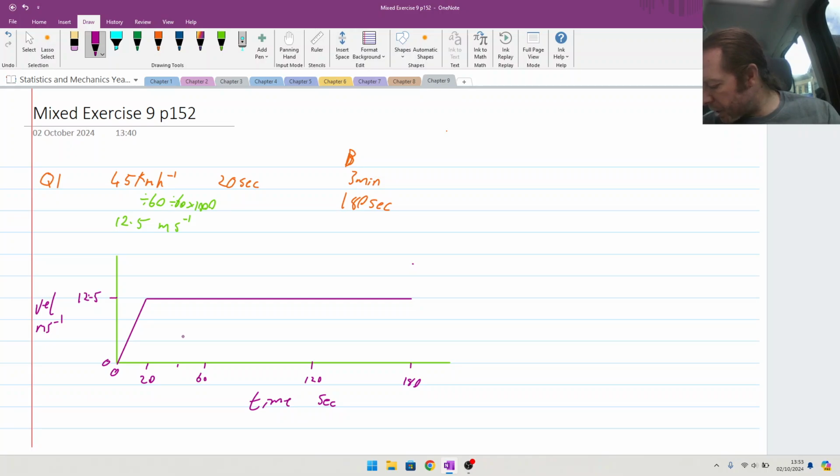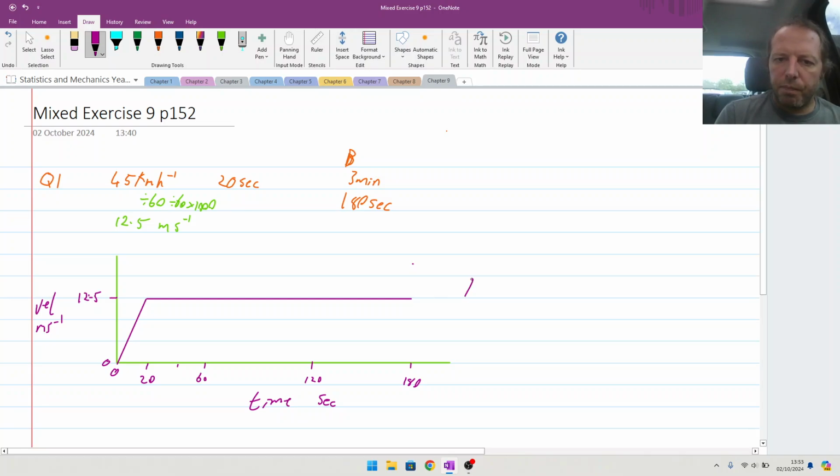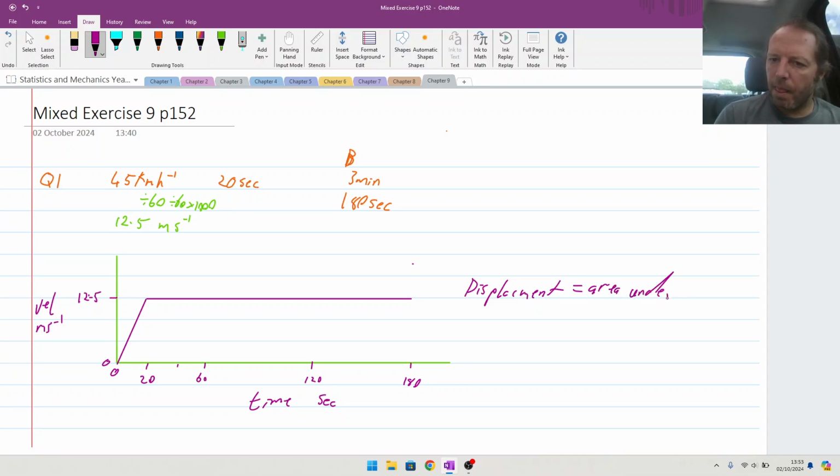B, find the displacement of the car from the starting point. Okay, so displacement is equal to area under graph, or more to the point, a velocity time graph. Okay, so let's have a look at this first.